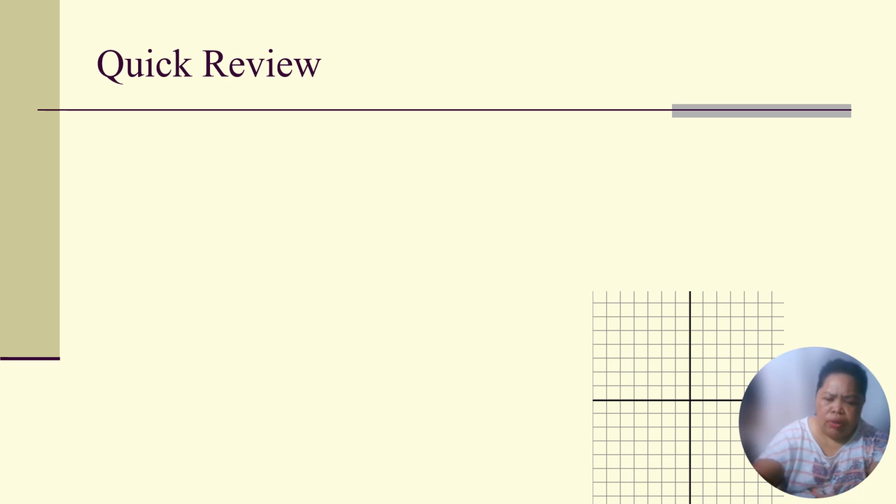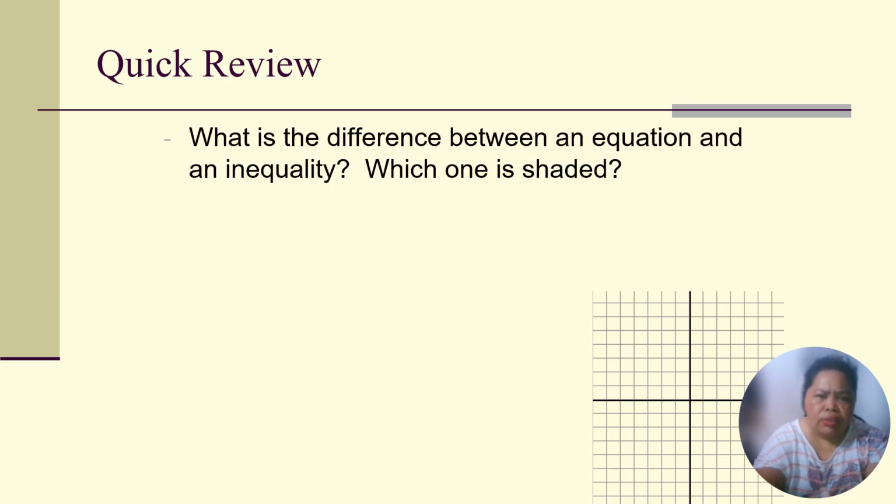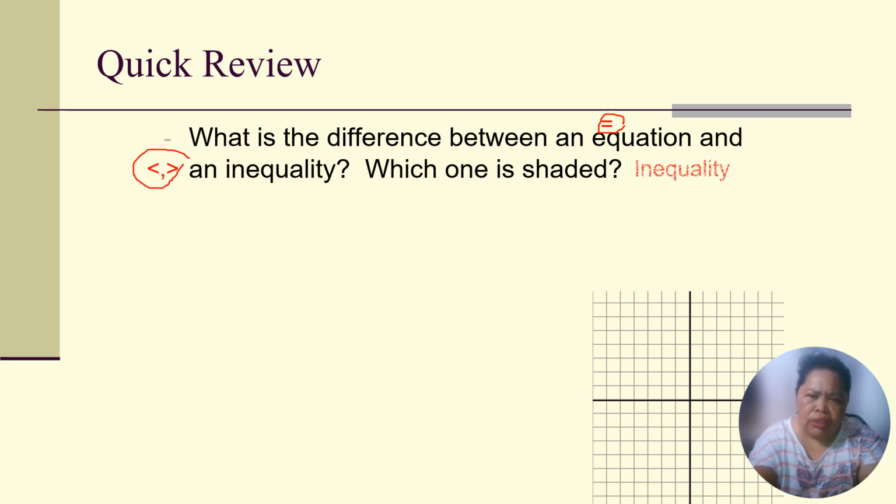Now let's have a quick review for our lesson. What is the difference between an equation and an inequality? For an equation, we have this sign, and for an inequality, we have this sign. So we have the less than and the greater than. Which one is shaded, equality or inequality? The answer is inequality.